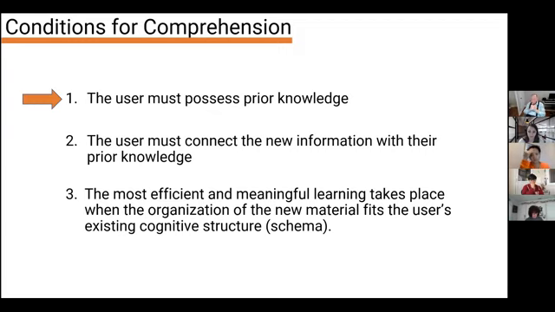And then the third thing, which is not a condition for comprehension but makes comprehension much, much easier, is that you have to organize the material so that it fits the cognitive structure of the reader. That's also sometimes called the reader's schema or the schemata of the reader, which is the way they organize information. Okay. Any questions about this? I'm going to go into more depth on all of these.